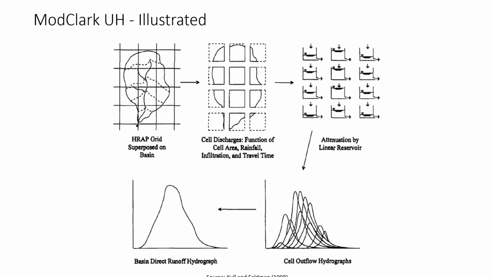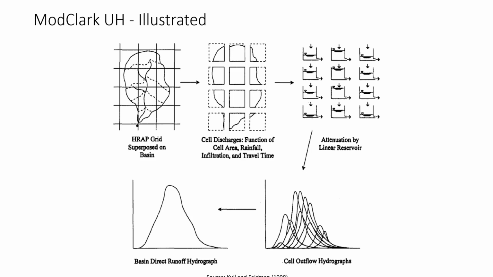There is a travel time index computed for each cell that represents the travel time from the cell to the watershed outlet and is scaled by the overall time of concentration. You can get a discharge value per cell based on the cell area, excess rainfall depth, and the cell travel time. The cell discharge still gets attenuated by the linear reservoir. The outputs from the linear reservoir of the cell are combined to produce the final hydrograph, which you see in this figure.